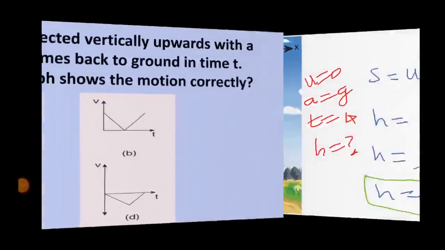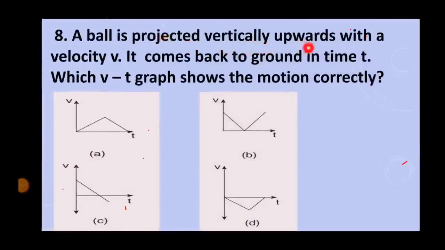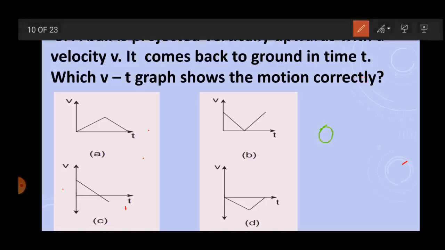Next problem, 8. A ball is projected vertically upwards with a velocity v. The ball comes back to ground in time t. Which velocity time graph shows the motion correctly? So students, now taking a ball thrown in the upward direction with a velocity v, and acceleration due to gravity is in the opposite direction of the particle's motion, that means downward direction, a is equal to minus g. Okay. Next, the slope of the velocity time graph.